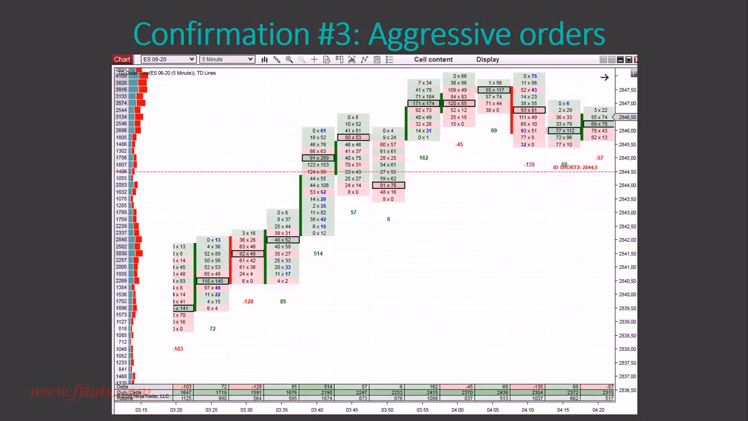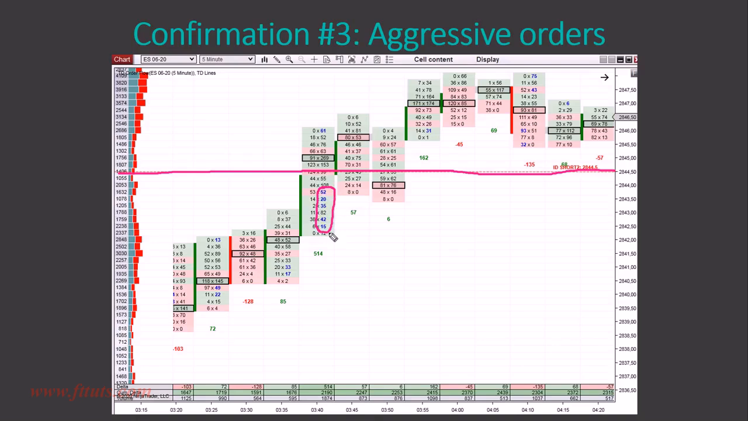Anyways, let's have a look at another example. This is a short level which I had yesterday, or actually today, but early in the morning. So I wasn't trading it, but this is what the footprint looks like. Aggressive buyers. There were aggressive buyers in here right before the price hit this resistance.